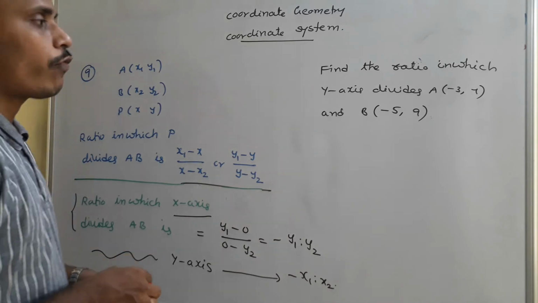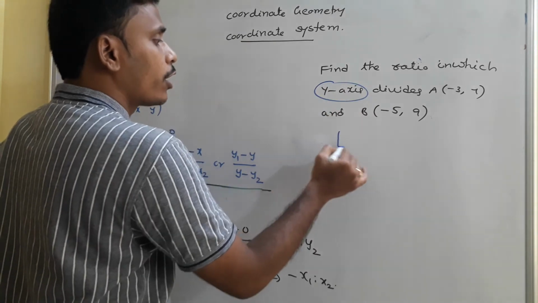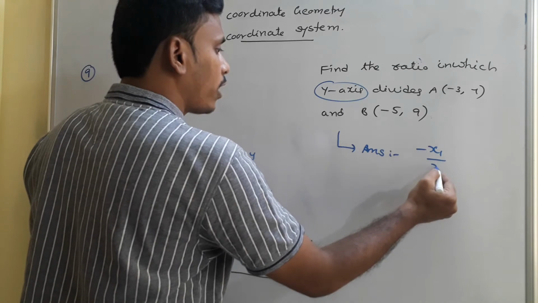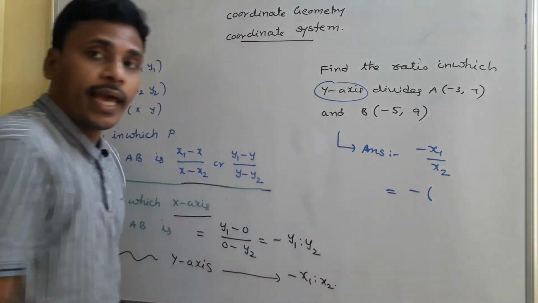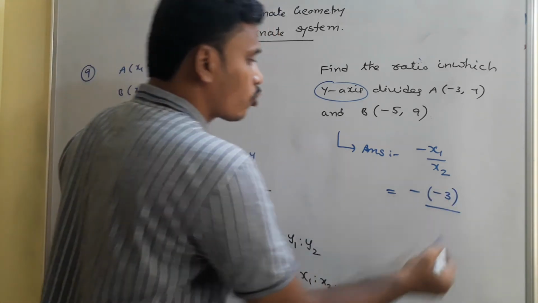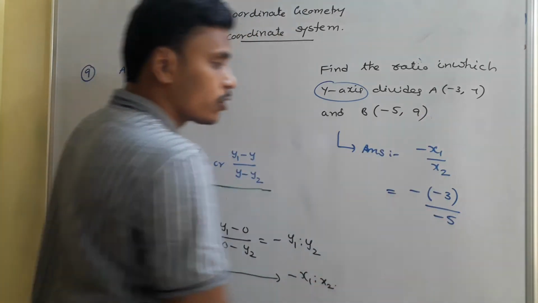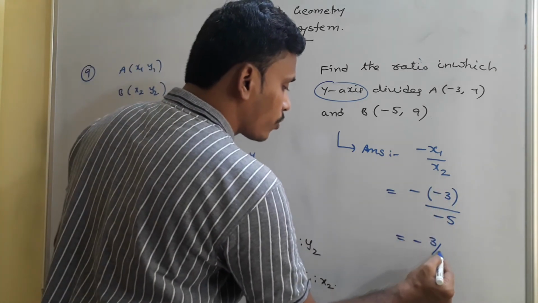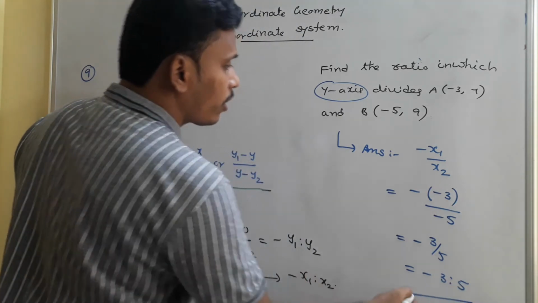Okay, so we need to find the ratio. What is the ratio now? Since I mentioned the y-axis, your answer is simply minus x1 is to x2, that is minus of x1, the x coordinate of the first point, which is minus 3, and x2 is the x coordinate of the second point, which is minus 5. So at the end these two minuses get cancelled. You are left with minus 3 by 5, that is, minus 3 is to 5 is the ratio.